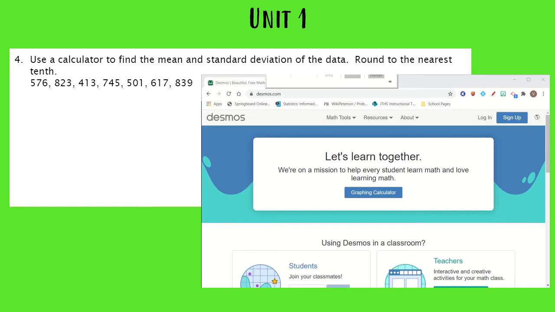So in this question, we are given a list of data, and the question asks us to use a calculator to find the mean and standard deviation of the data and round to the nearest tenth, which is the nearest 1 decimal place. So we are going to go ahead and use Desmos to do this problem. You can also use your other calculator.